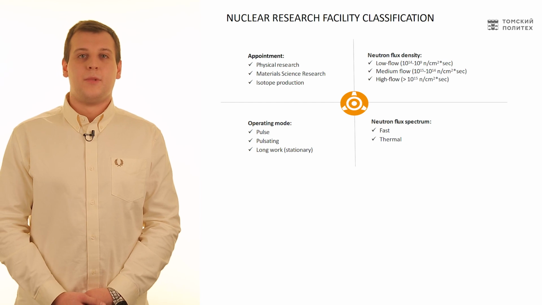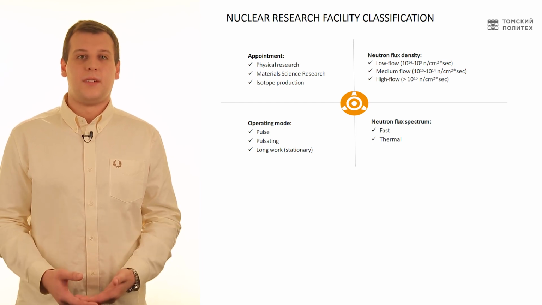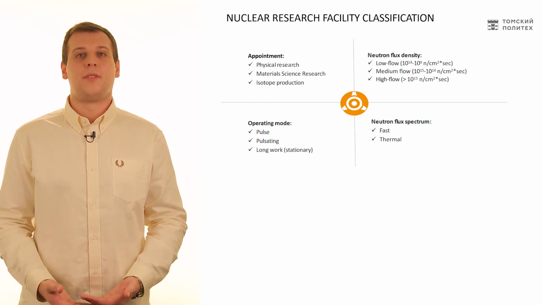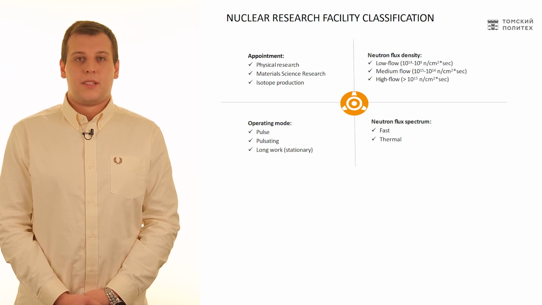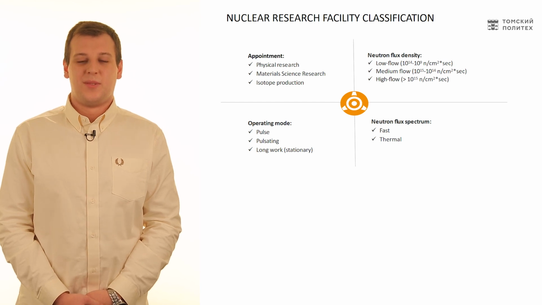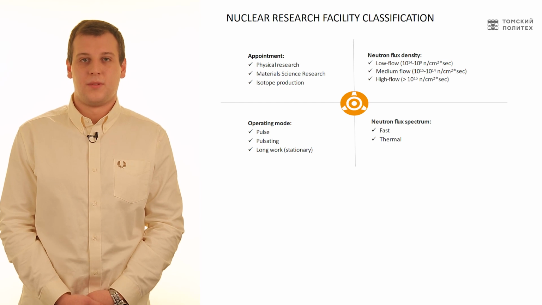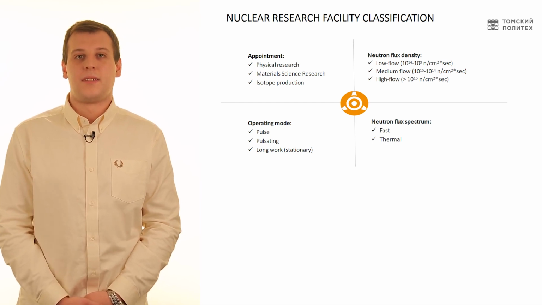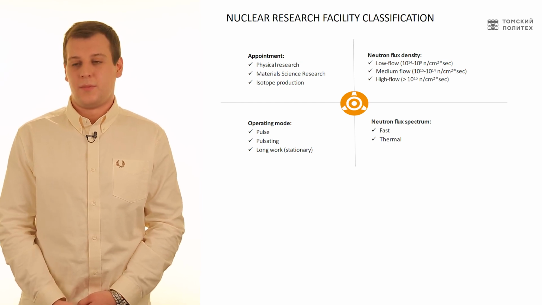Again, the operating mode is also a factor. Here we have the pulsating and the long-work stationary reactor. By the way, Tomsk Research Reactor is long-work, so it has a stationary condition and works for some time that is going to be described later in the lecture. And as for the neutron flux spectrum, as is known, we have fast and thermal neutron flux, and these different neutrons can be used for different purposes.